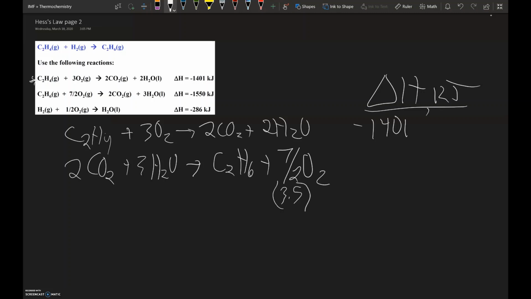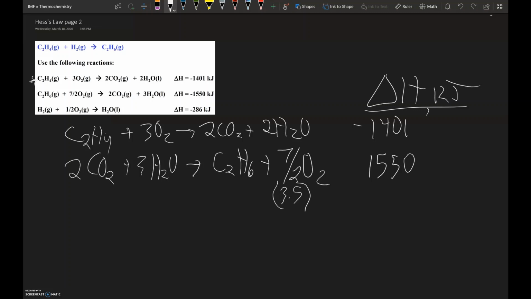So 3.5 is the product of that. Now, if you pay attention to the sign, delta H is negative 1550 kilojoules in that step. Since we reversed it, we don't need to carry down the negative sign, it's just going to be positive 1550 kilojoules. So that's what I've talked about earlier.